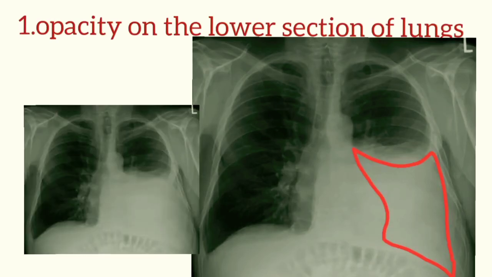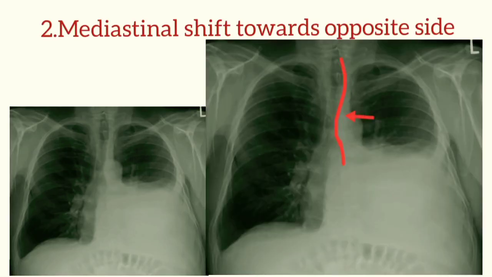So starting with the first point, as you can see in the image on the right side, opacity is seen on the lower section of the left side of the lung. This opacity is because of the collection of the fluid at the bottom, which happened due to the gravity pull. Second point, mediastinal shift towards the opposite side. In the image, the trachea is shifted to the right side. This is because of the presence of the pleural effusion on the left side.